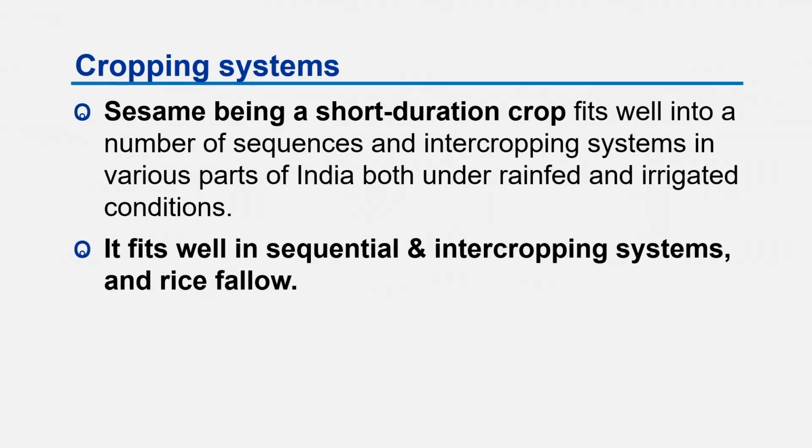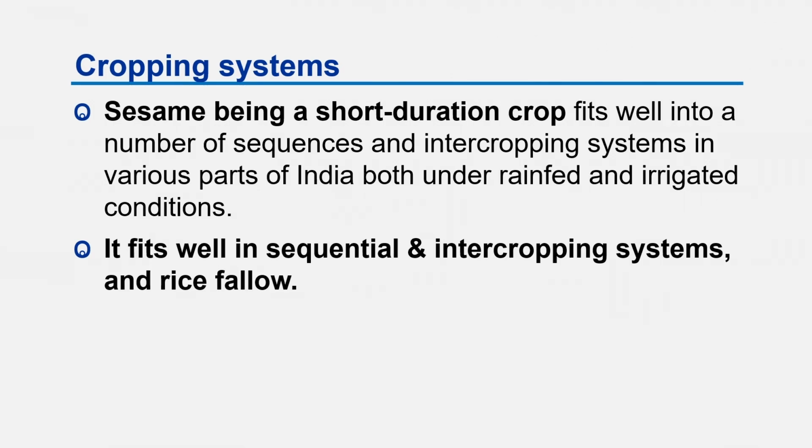Now, we need to check what kind of cropping systems are there where this crop is fitted. Sesame, being a short duration crop, fits well into a number of sequences and intercropping systems in various parts of India, both under rain-fed and irrigated conditions. So, it fits well in sequential and intercropping systems and rice fallow. So, there are a number of opportunities where this sesame crop can be fitted.